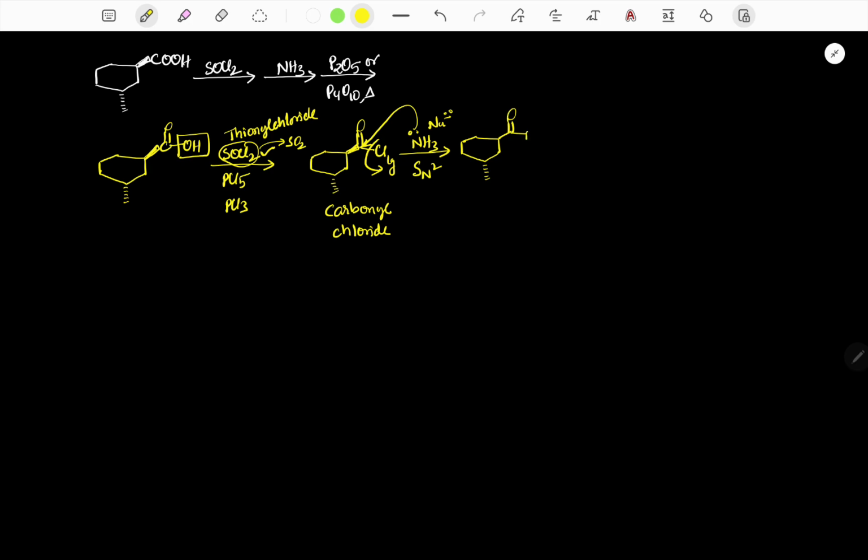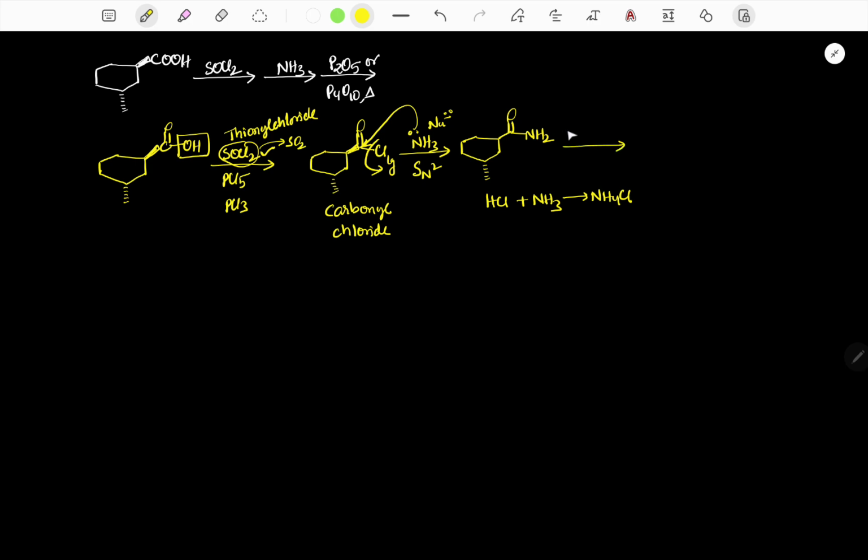C double bond O, NH2, plus HCl. To remove this acid, we always need an extra amount of ammonia. It converts finally into NH4Cl. So whenever we are seeing this kind of reaction, it needs extra moles of ammonia to eliminate the corresponding acid. Not only here, wherever we are using a base, if acid is produced, to remove the acid we need base.